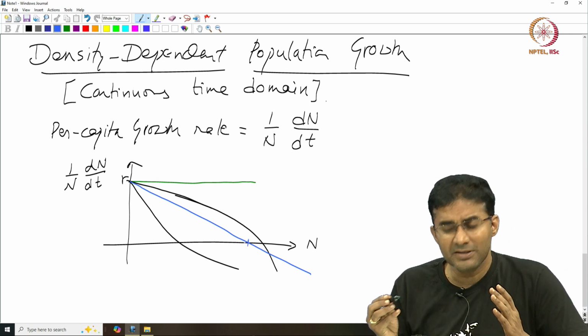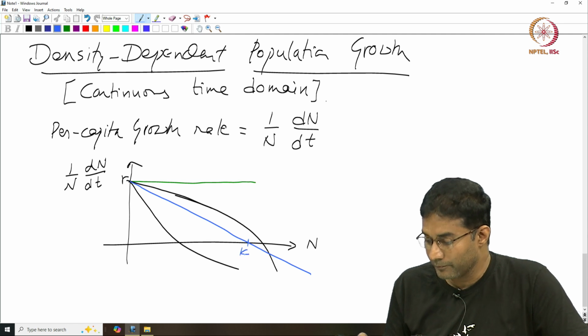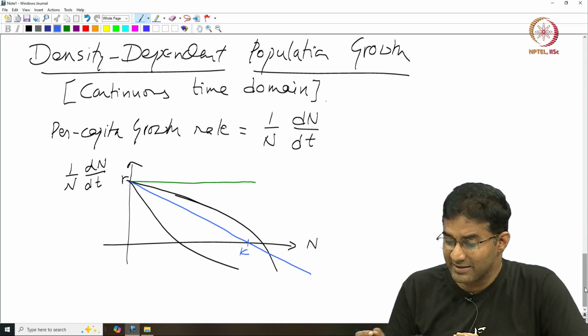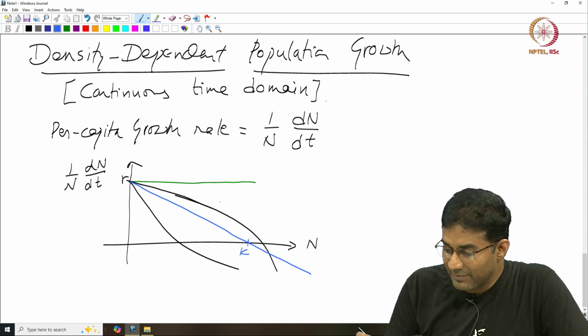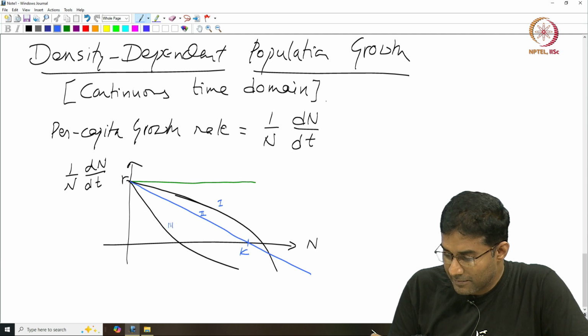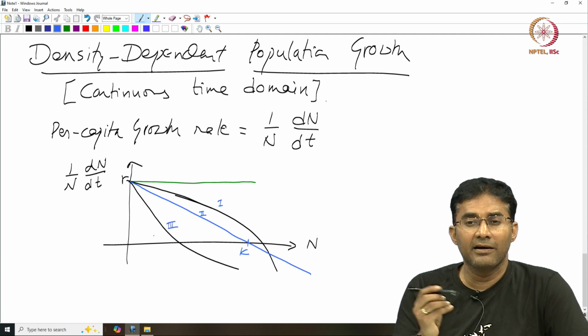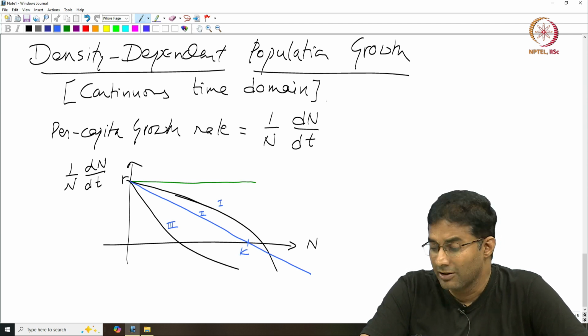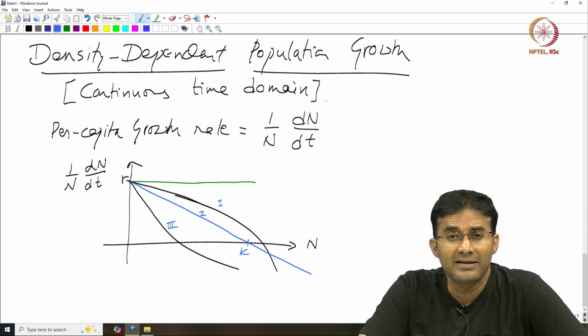So, this is an assumption that we are making. When we assume, let me just emphasize that all the other graphs, let me label them 1, 2, 3, all these 3 are what one would call negative density dependence, in the sense that the per capita growth rate is declining with the population size.